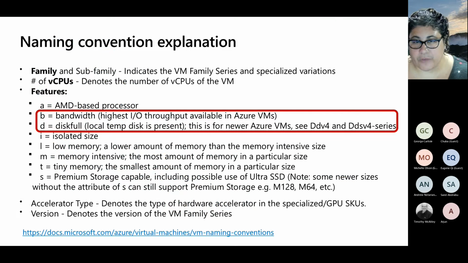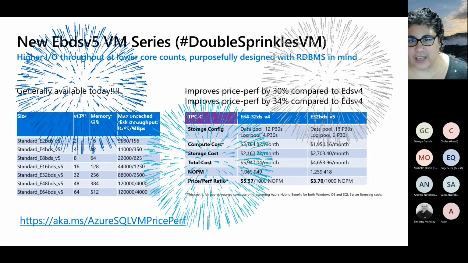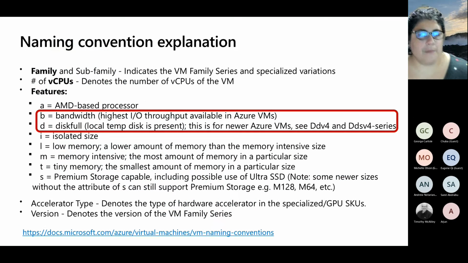Okay, so let me explain the naming convention because this is something that confuses a lot of people. It's like alphabet soup. EBDSV5. That's a lot of letters, right? What do all these letters mean? They actually all mean something. So that first letter, that capital E, is the letter that stands for the family and the subfamily. So the family is like whether it's memory optimized. So E series, M series, right? And then there's the D series for general compute. And then DC is for confidential computing. So D series, general purpose, C for confidential computing. And so that's the family, the capital letters.